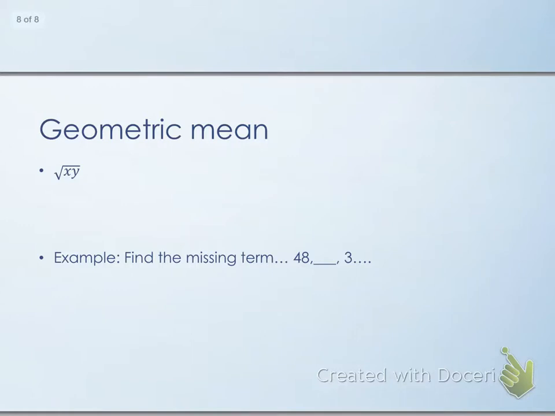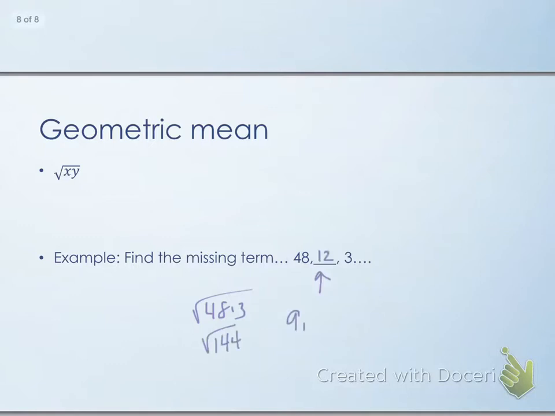Okay, a shortcut to being able to find it if you're only missing one term: instead of adding them and dividing by 2, because we're multiplying, we need to multiply and then do the opposite, so taking the square root. So I could do 48 times 3 and take the square root of it. 48 times 3 gets me 144. Square root of 144 is 12.